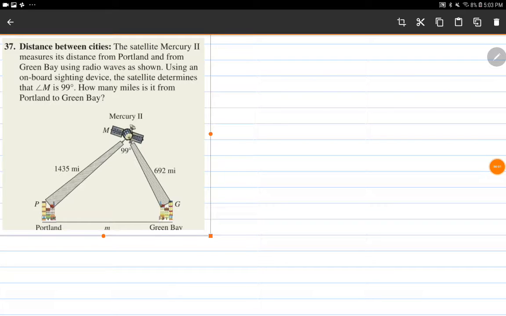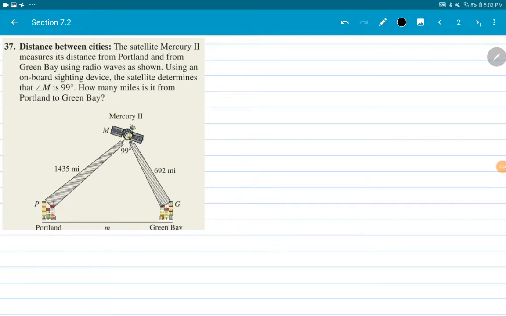In this word problem from section 7.2, we're looking at the distance between Portland and Green Bay given this diagram, where the satellite of Mercury 2 measures its distance from Portland, which is 1435, and from Green Bay, which is 692 miles. And on board starting device, the satellite determines this angle is 99 degrees, so we have a side adjacent to an angle, adjacent to another side. So we have an SAS triangle.